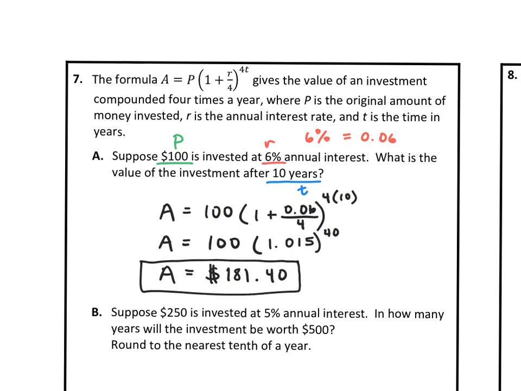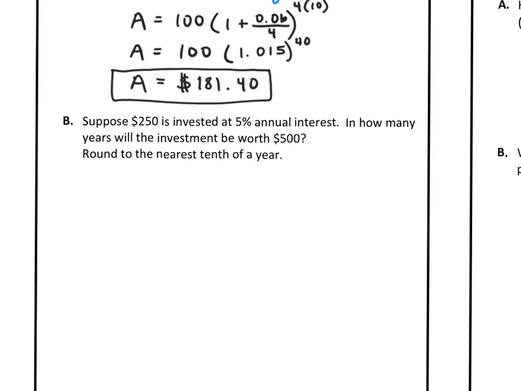Okay. So if you invest $100 in your bank, and your investment is compounded 4 times a year, and you wait 10 years, you should end up with $81.40 more than what you started with. Okay? All right. Let's look at part B.